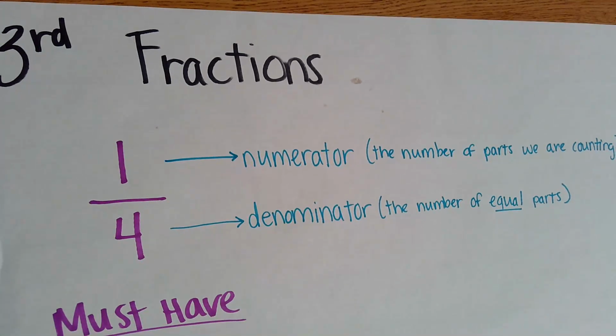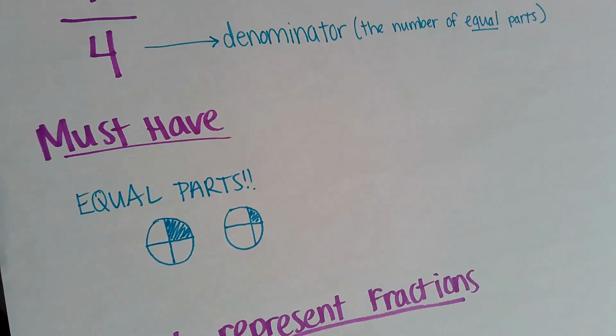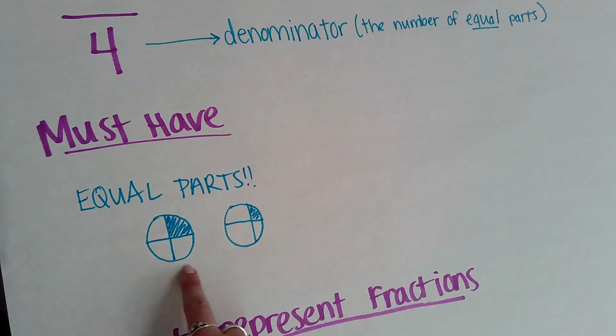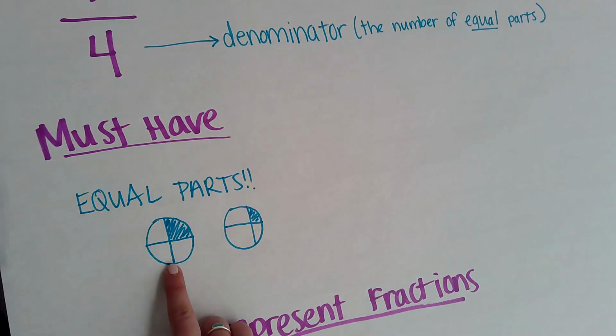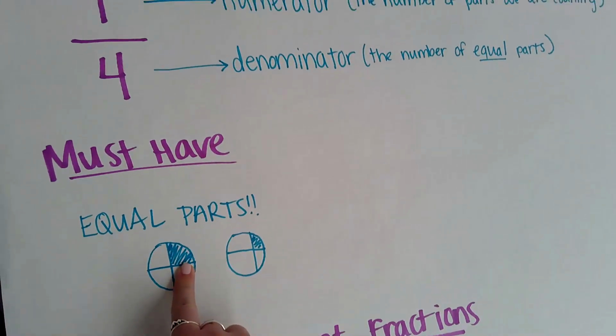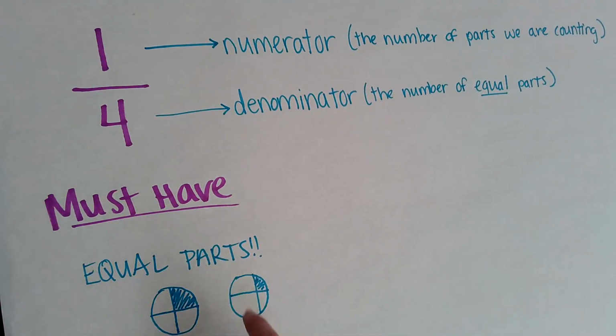The most important thing with fractions is that our fractions, no matter how we choose to represent them, have to have equal parts. This image right here, I have my circle and I split it into 4 equal sections and I have one shaded since my fraction is 1/4.